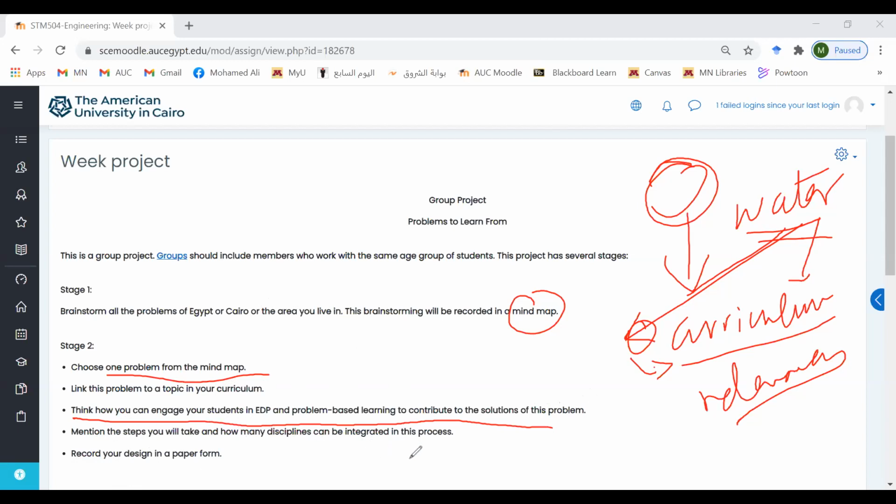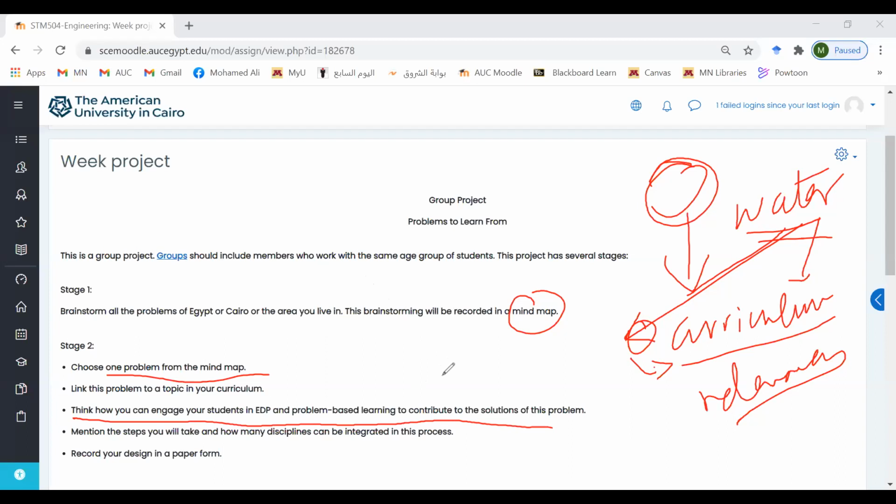You mention the steps you will take and how many disciplines can be integrated. So we're going to say, in this project, we're going to start from this, and then move to this, and then move to this, and move to this. And write all these things in one paper form. So have one document writing all these things, from the project name. You can give it a name, then your names, and then the grand challenges, and then the mind map of the grand challenges. If you make it on MindMeister, you can take a screenshot or download the mind map and put it in the document. And then you decide on one problem, and then you tell us how we are going to tackle this problem with the students. How are we going to help the students to work on that problem together? And you are going to submit it here as a group.